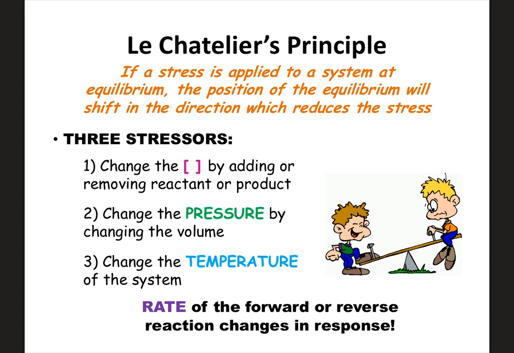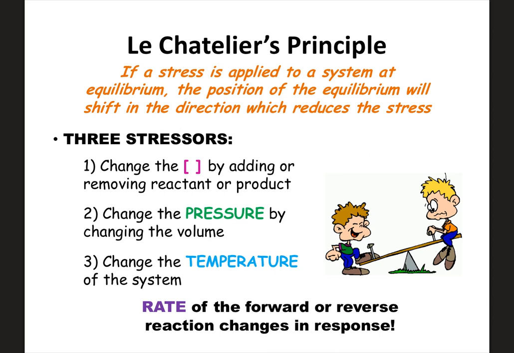So Le Chatelier's principle basically says this: if you apply a stress to a system that's at equilibrium, then the equilibrium will essentially shift in the direction that reduces the stress. This makes complete sense. If you have your equilibrium and you're applying some form of stress to it, it's going to shift in the way to minimize the stress that you just put on it.